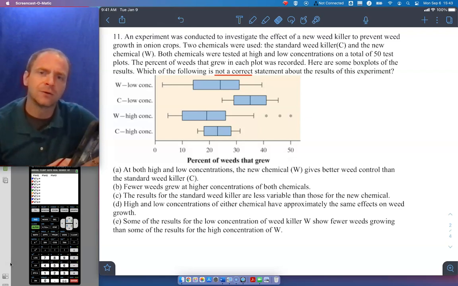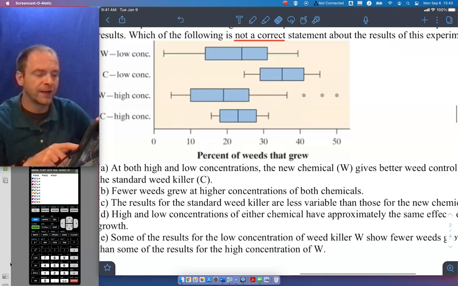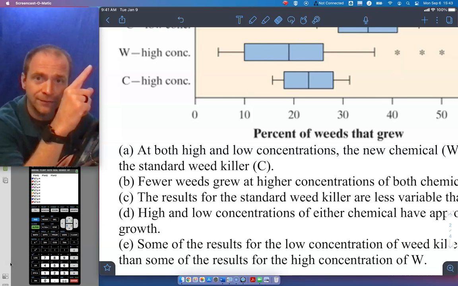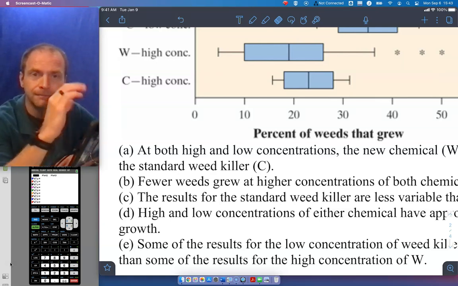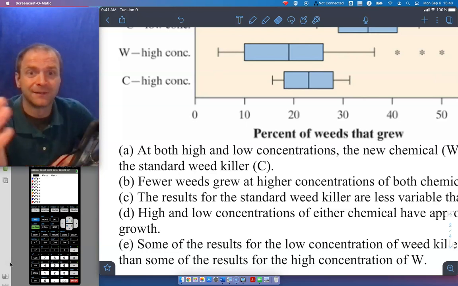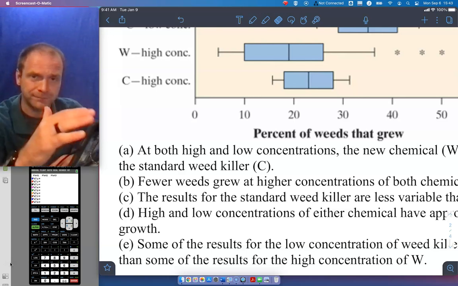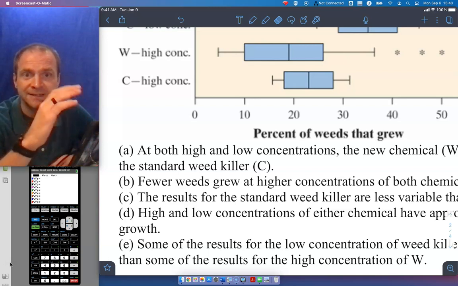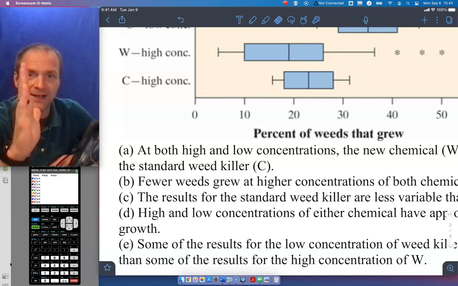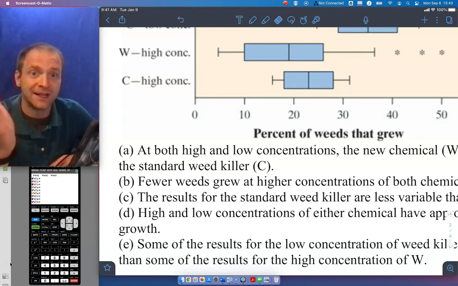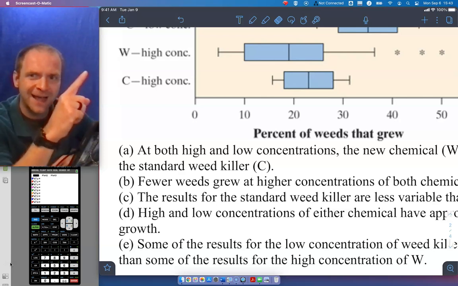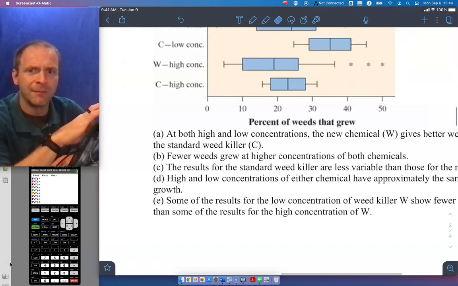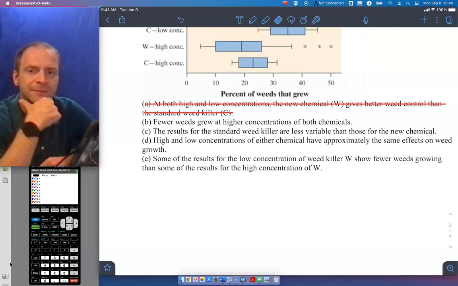So at both high and low concentrations, the new chemical W gives better weed control than the standard weed killer C. So here's high. Does the high concentration W give better weed control than the high concentration C? Overall, I'm going to say yes. The median for high concentration for the new one is less than 20, while the median for the standard at high concentration is greater than 20. And 75% on the high concentration, that third quartile, looks like it is less than, say, 26, while 75% is less than, let's say, 28 for the standard. So overall, I'm going to say that's true. Overall, it does appear to give better weed control than the other one.